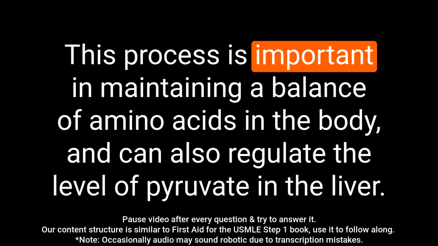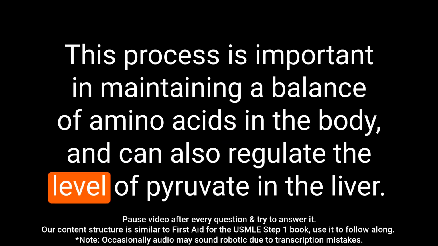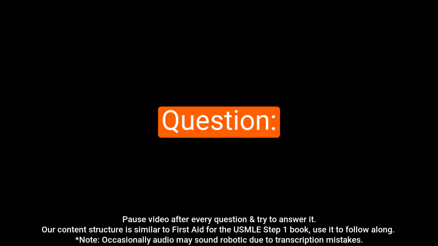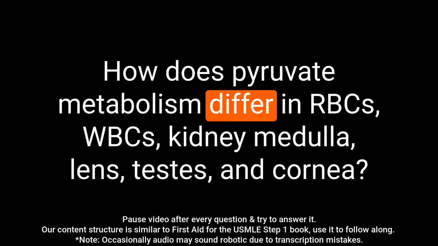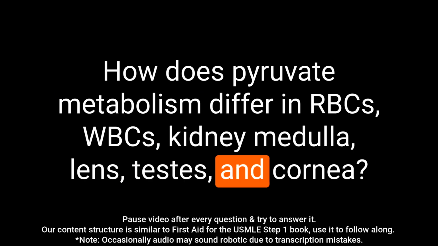This process is important in maintaining a balance of amino acids in the body and can also regulate the level of pyruvate in the liver. Question: How does pyruvate metabolism differ in RBCs, WBCs, kidney medulla, lens, testes, and cornea?